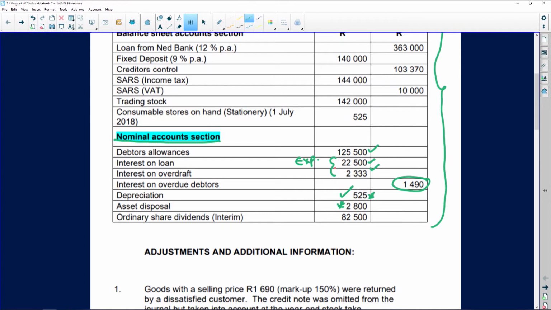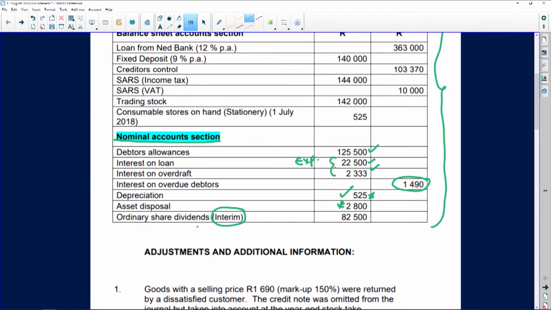Then I've got ordinary share dividends, in brackets interim. Now remember, this is where your format plays a major role. Ordinary share dividends, interim dividend, yes, it is an expense, but it is not shown in the income statement. This item is shown in the note retained income.